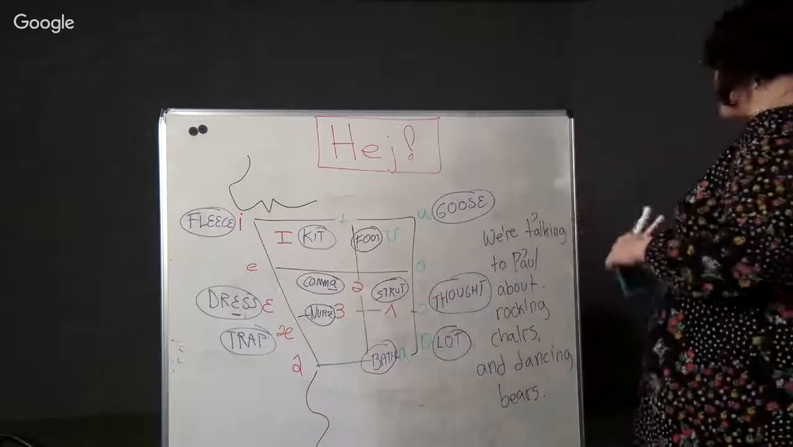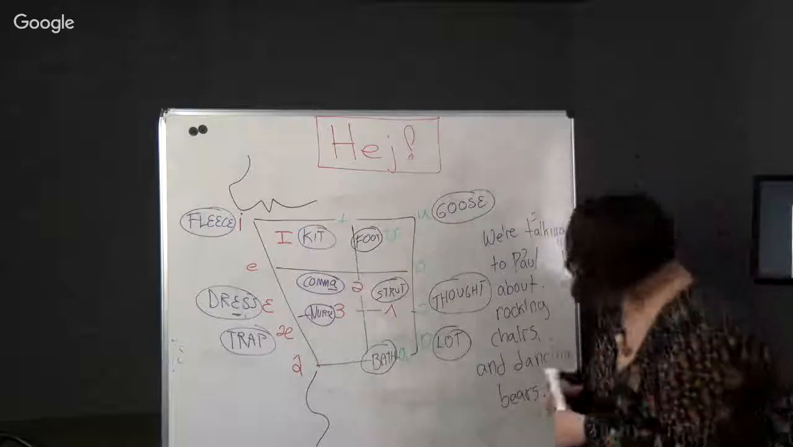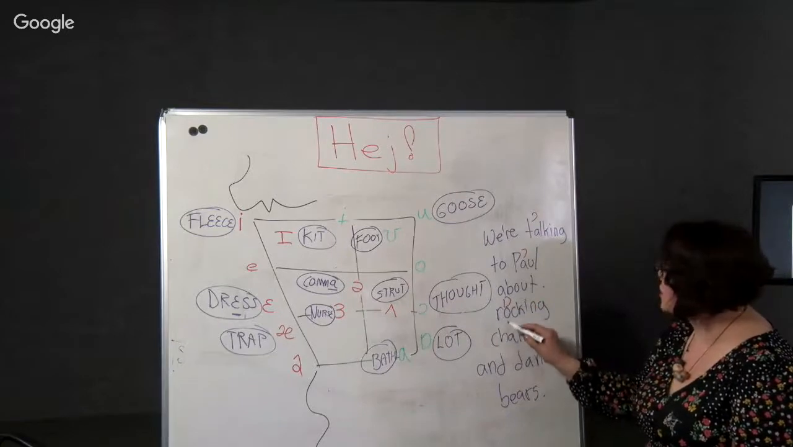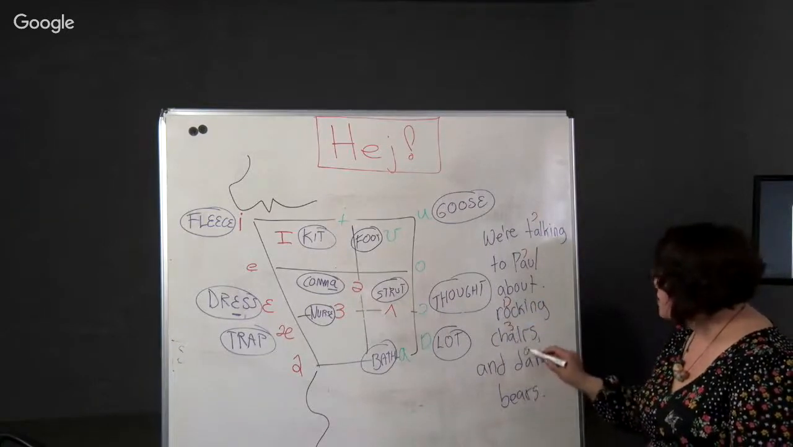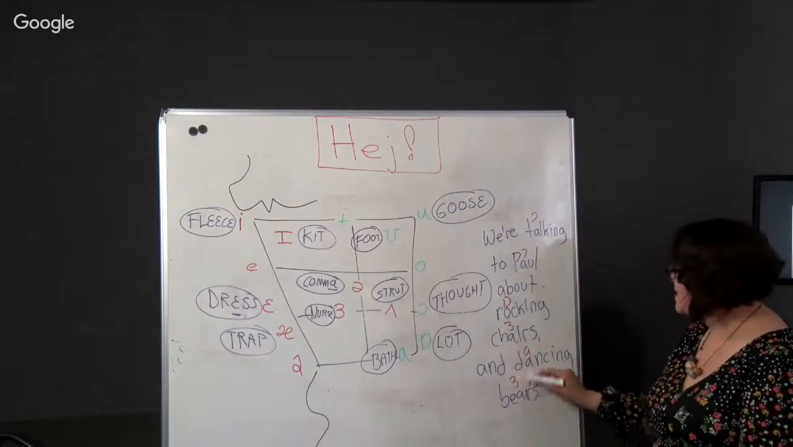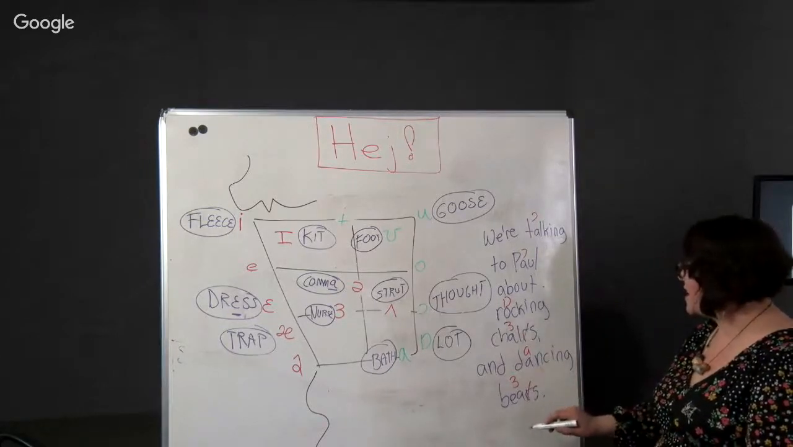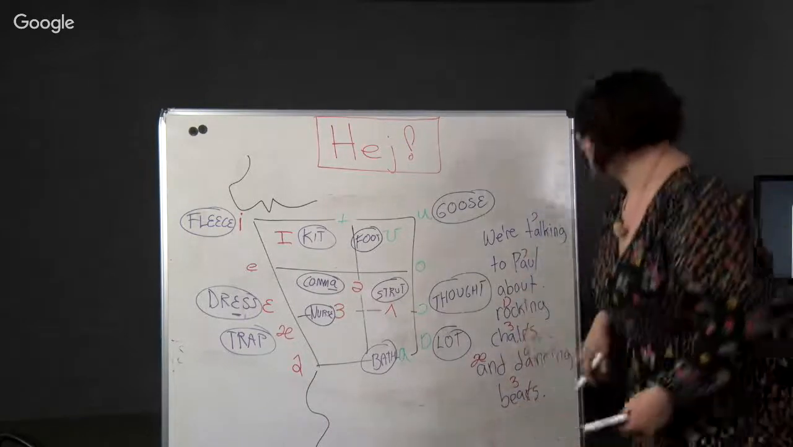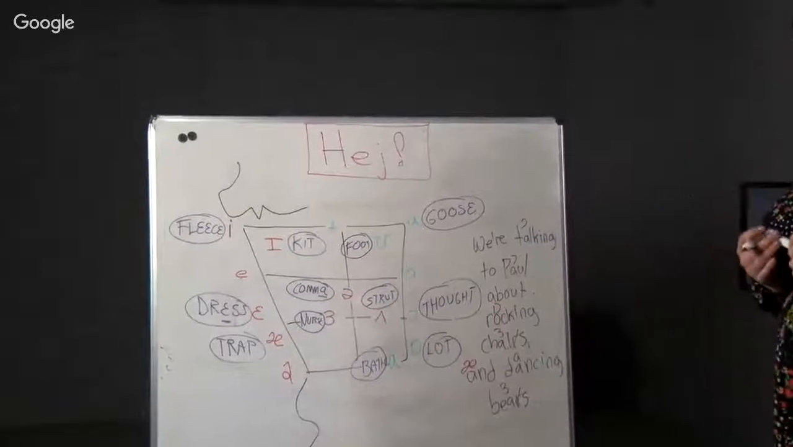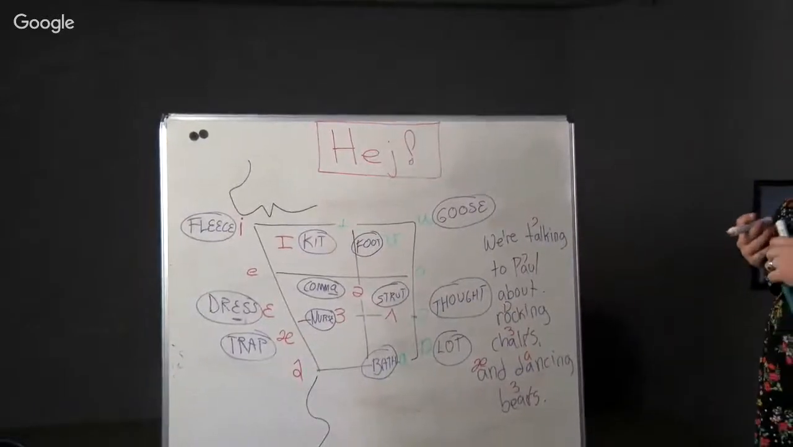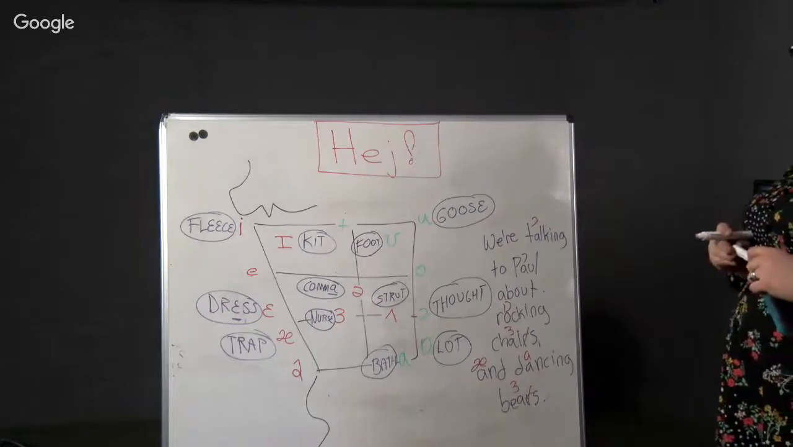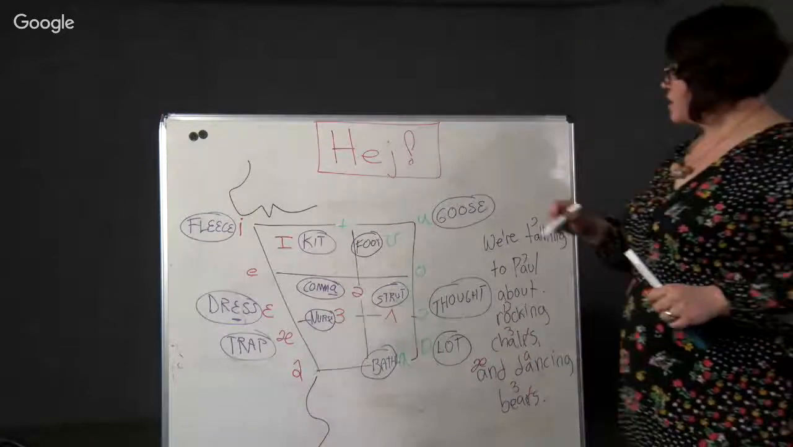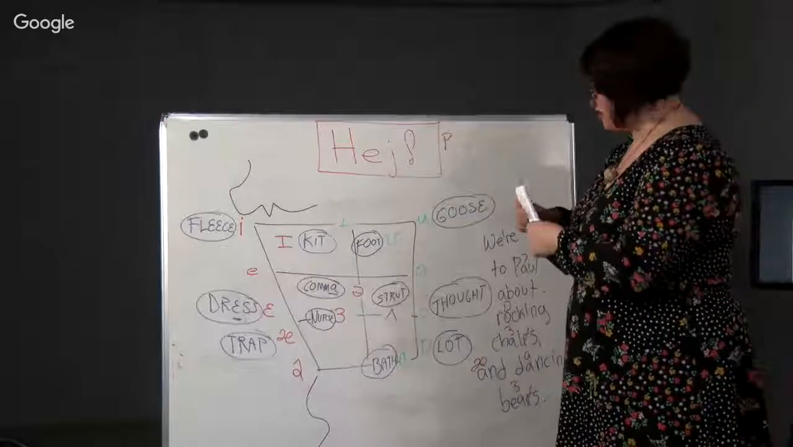Rhyming for you. Okay, so we're talking to Paul about rocking, and now this is the lot set. Rocking chairs, and now we've got the nurse set, and dancing bears. So no R's. And let's give that a shot. Actually, let's just go ahead and be accurate, right? Cool. Try that. Try this one.